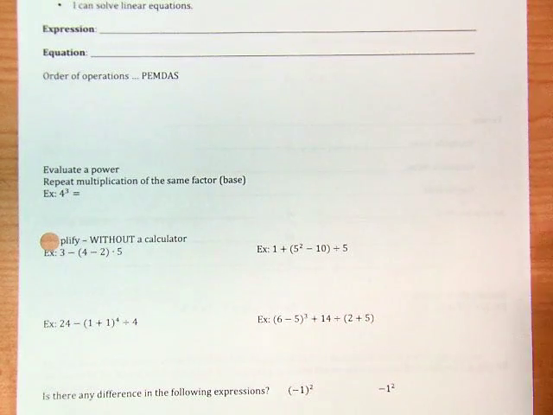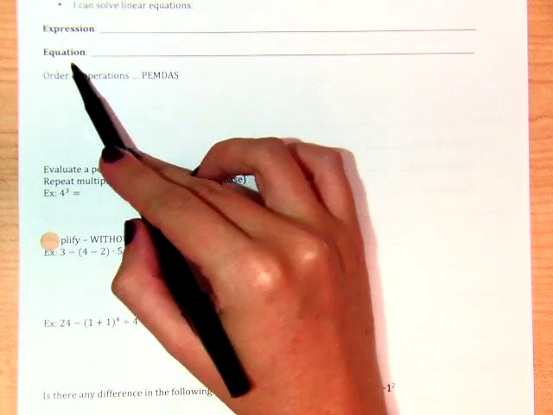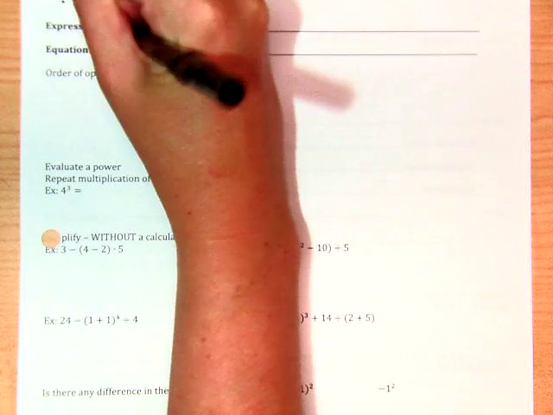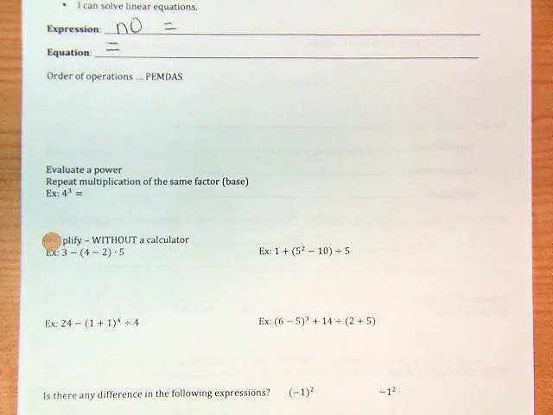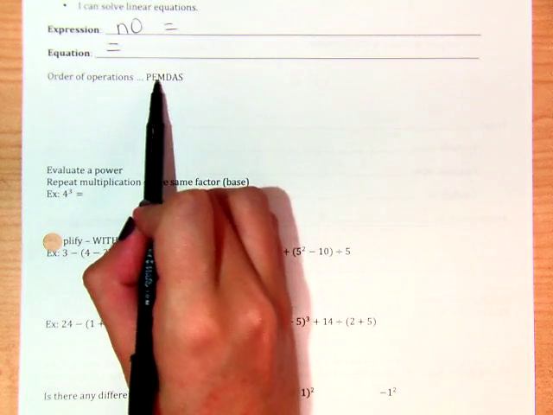Okay, so we're talking about section 1 today of chapter 1, the difference between an expression and an equation. An equation has an equal sign. An expression, no equal sign. Order of operations. You probably remember it as PEMDAS. Please excuse my dear Aunt Sally.